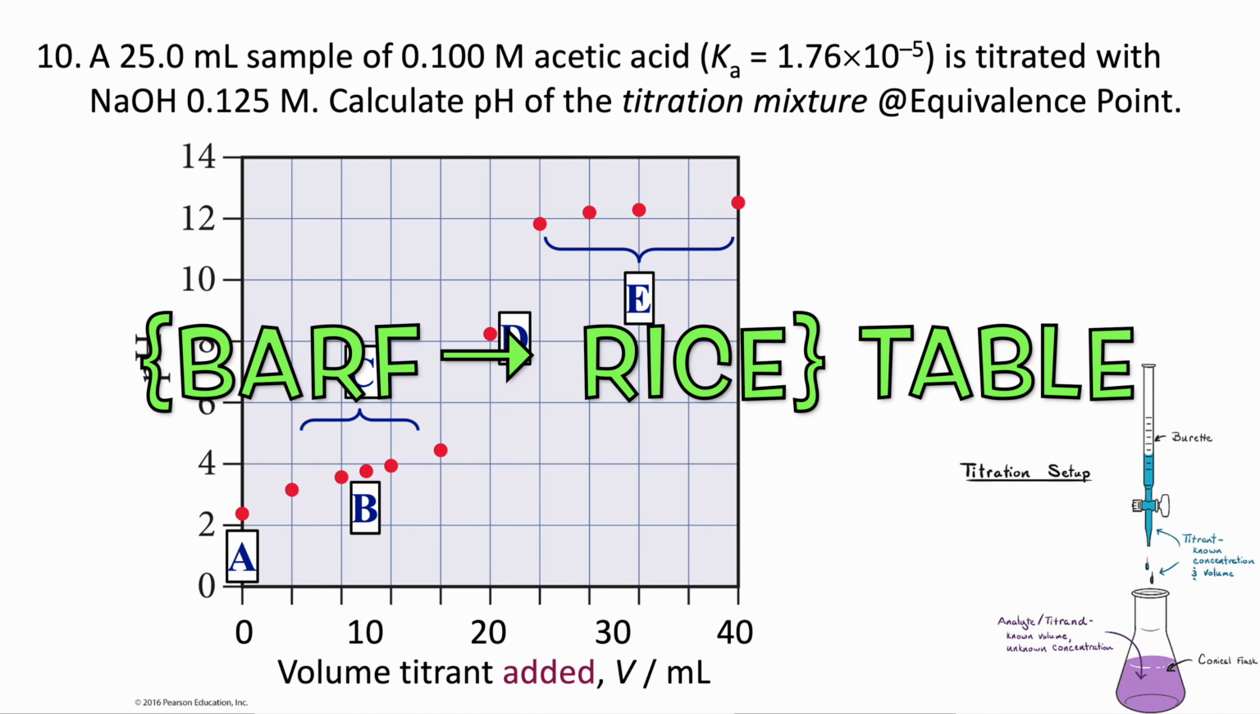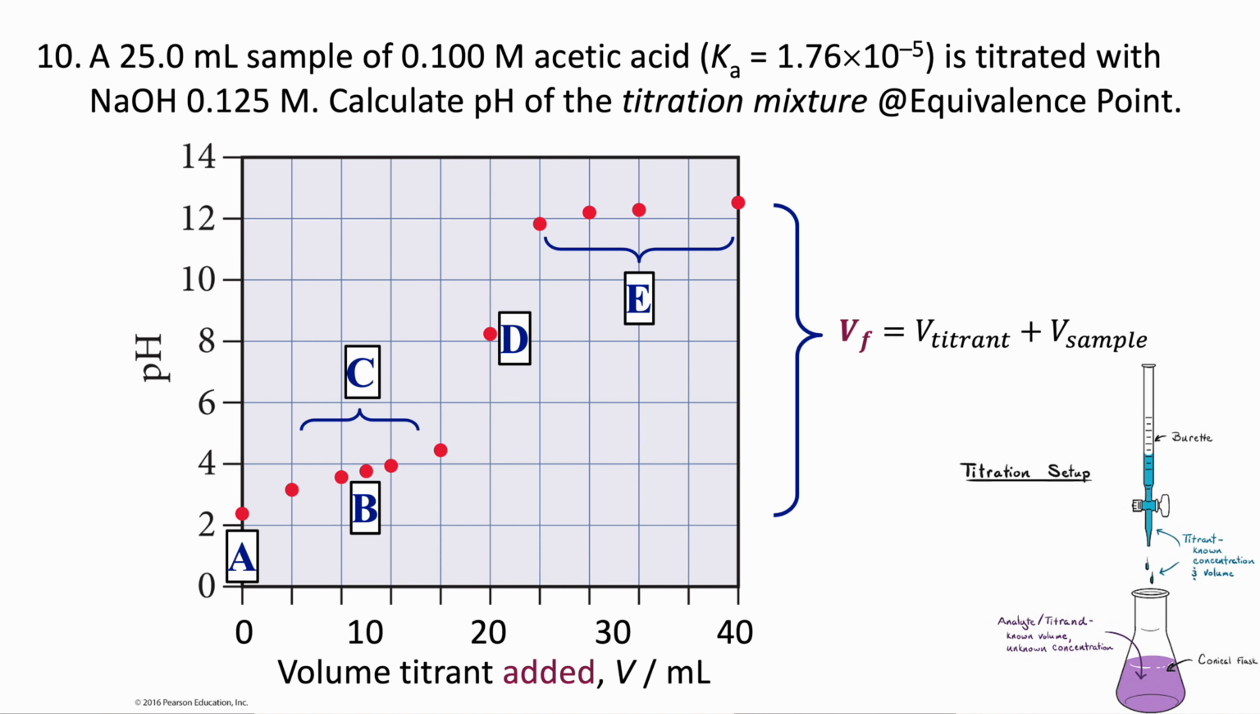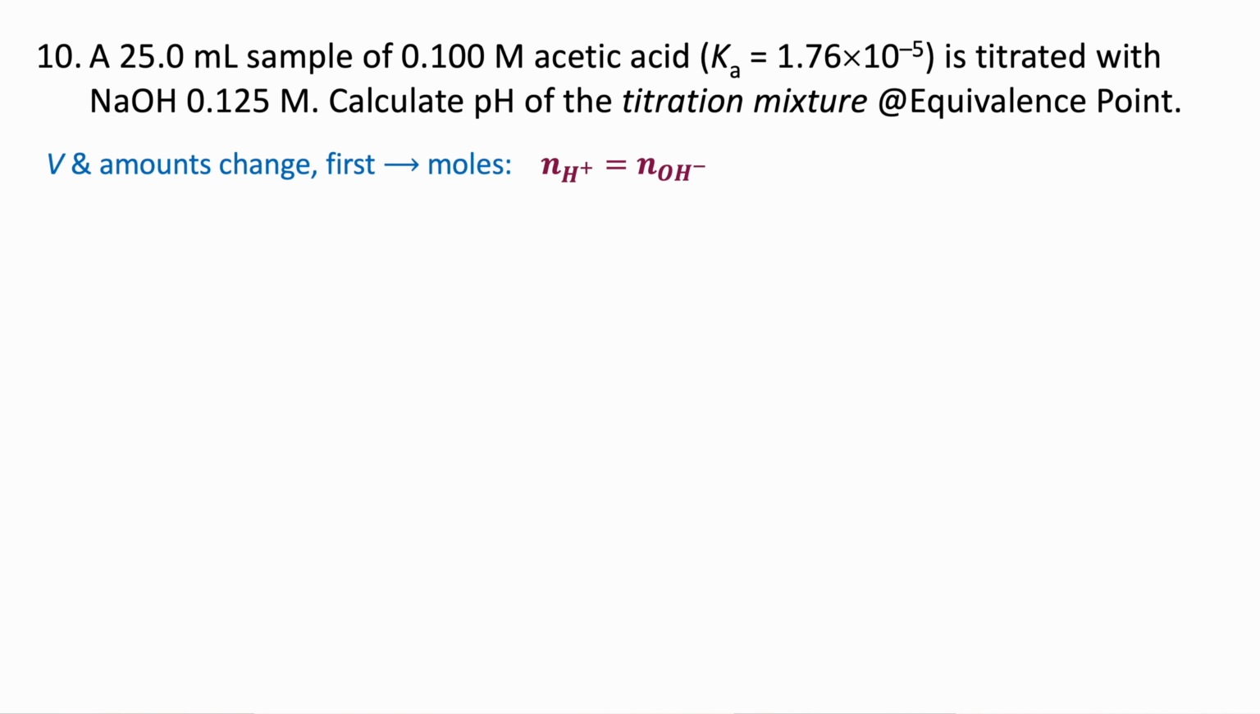As before, we're going to be using a BARF table to calculate amounts. Don't forget that every single time you're adding some titrant, the amounts change because of the reaction between your sample and your titrant, and also the volume of your total system changes. We have to recalculate that every single time if you want to get to the pH of your sample at any of these points.